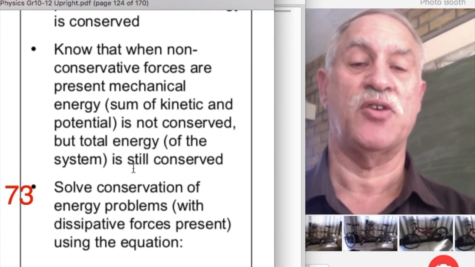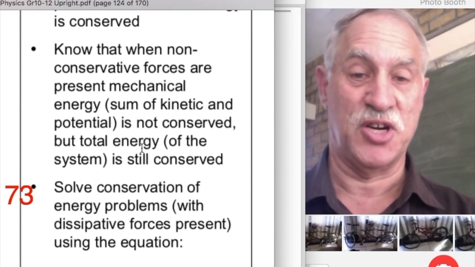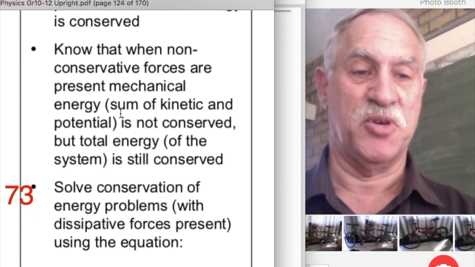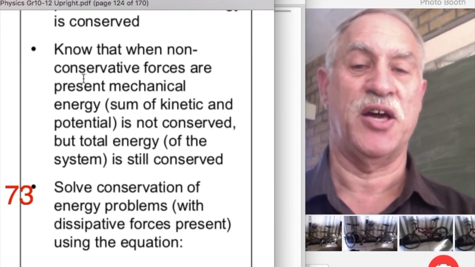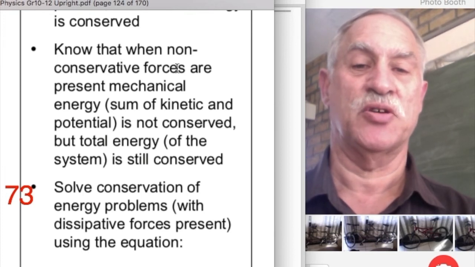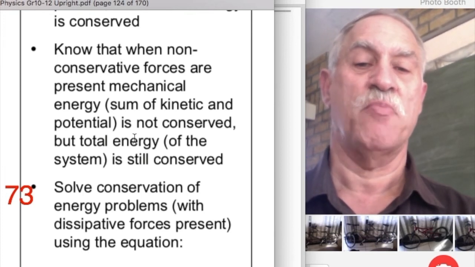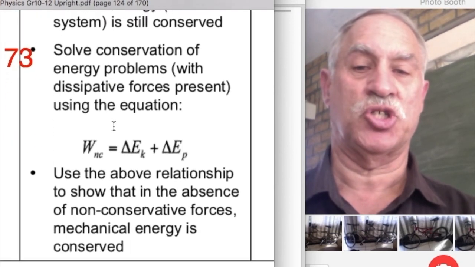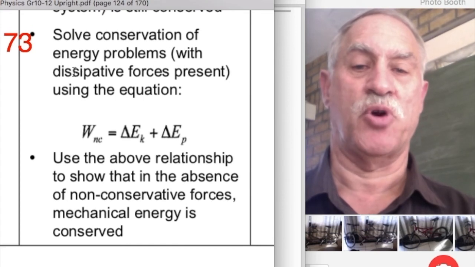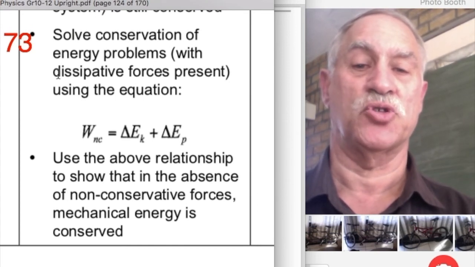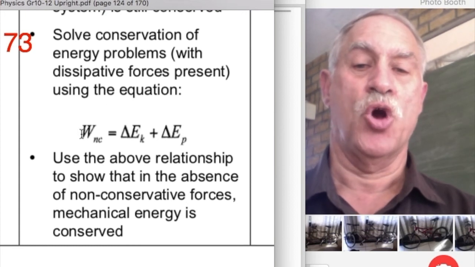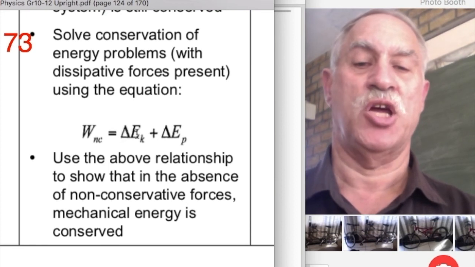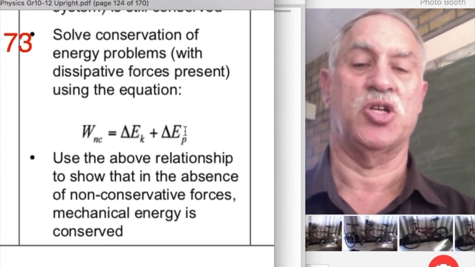So that if you add all the energy, remember the law of conservation of energy says that energy cannot be created or destroyed, but can be changed from one form to the other. So here, mechanical energy has been lost when there are non-conservative forces such as friction, but the total energy of the system is still the same. Now it says solve conservation of energy problems with dissipative forces or frictional forces present using the equation: work non-conservative equals the change of kinetic energy plus the change of potential energy.